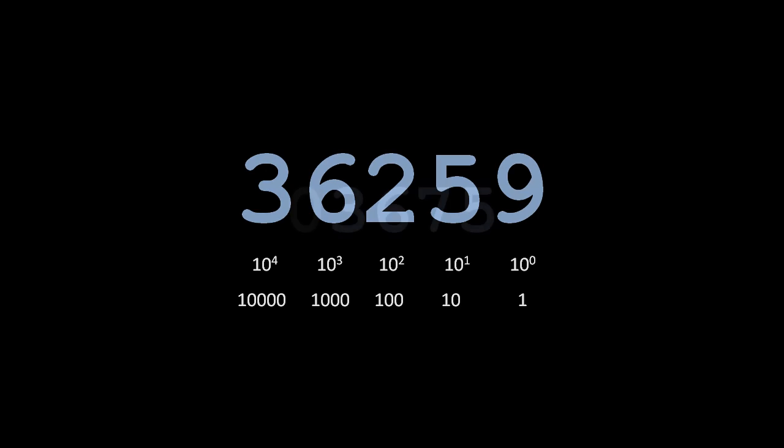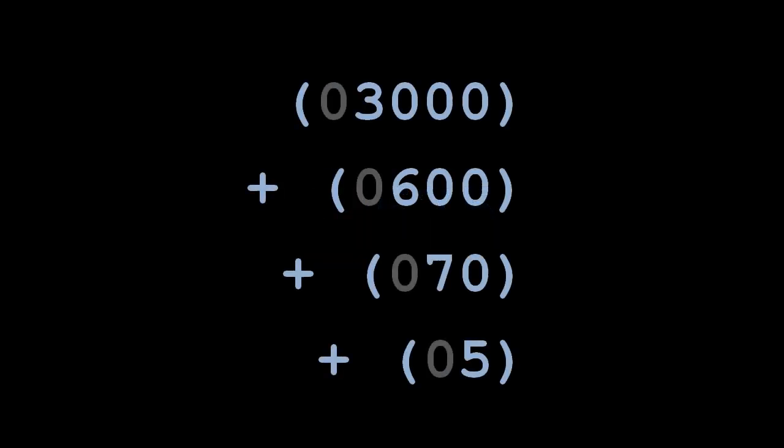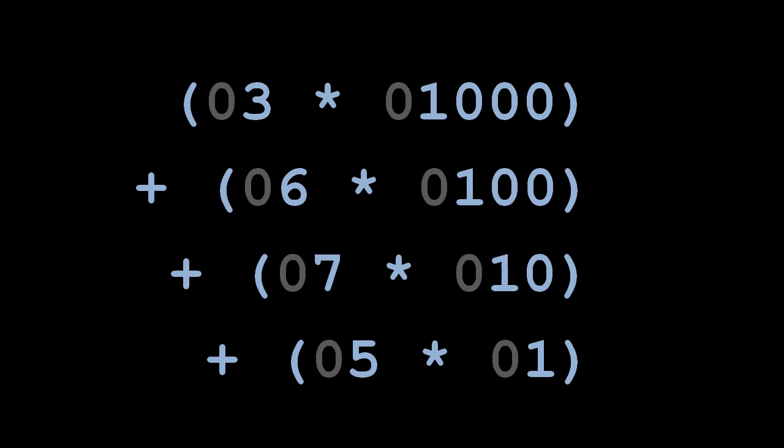Applying this same idea to octal, the octal number 3675 is equivalent to octal 3000 plus octal 600 plus octal 70 plus octal 5. In the next step, we factor out the digits, so say octal 600 is equivalent to octal 6 times octal 100.